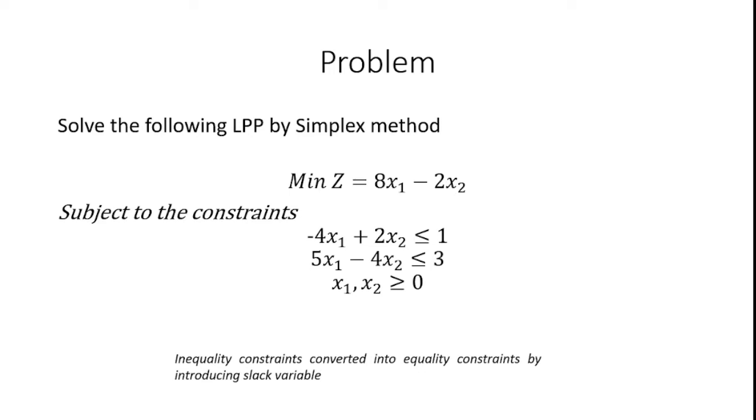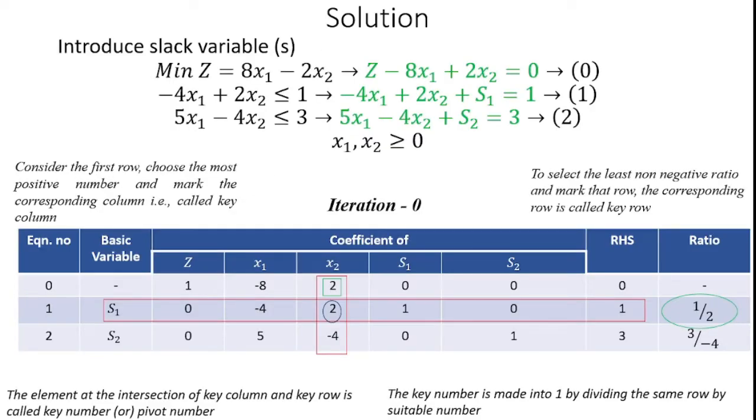Likewise, the problem has constraint equations. So the first step in solving a minimization problem by the simplex method is to convert the inequality constraints into equality constraints by introducing slack variables. How? Here the first constraint equation is minus 4x1 plus 2x2 less than or equal to 1. How can we convert that inequality into an equality? By the introduction of a slack variable.